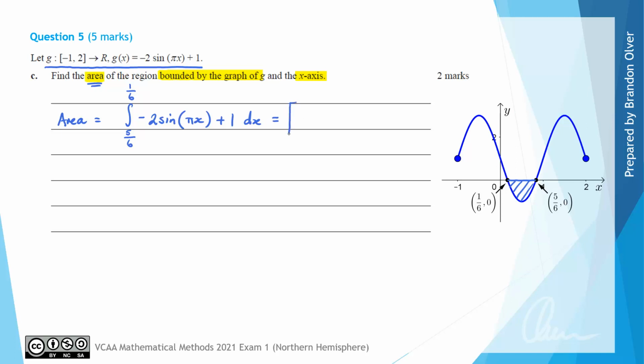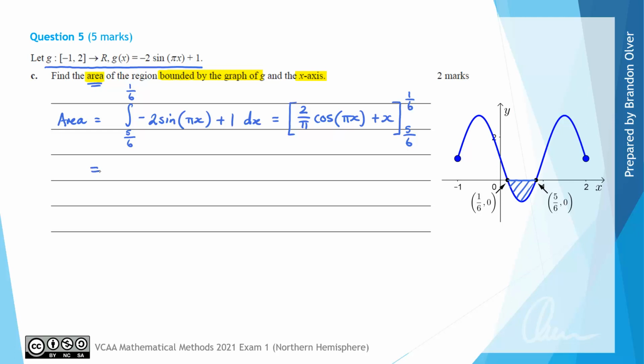To calculate that, we're going to find the antiderivative of minus 2 sine of pi x plus 1. And looking at your formula sheet, you'll see that sine actually goes to negative cos. With an extra negative there, it will be positive by the time we calculate our antiderivative expression. So it's just going to be 2 on pi times cos of pi x. And then the plus 1 just becomes plus x when anti-derived. And we're still going between 5 on 6 and 1 on 6. And again, we've swapped the terminals because that area is below the x-axis.